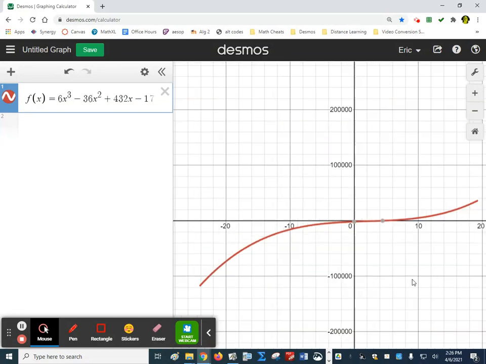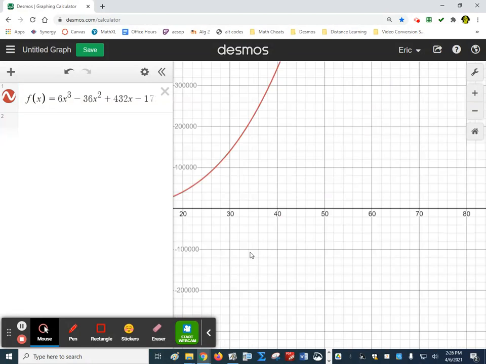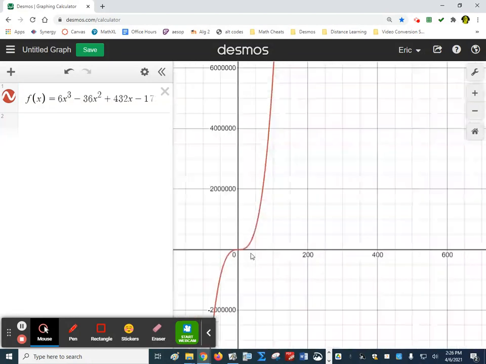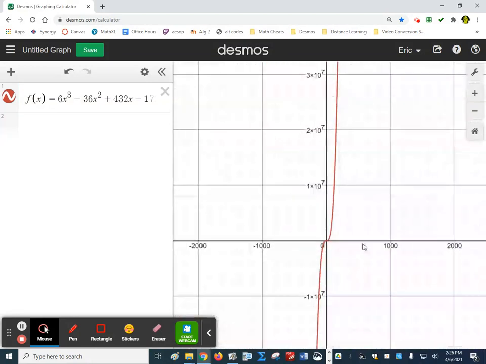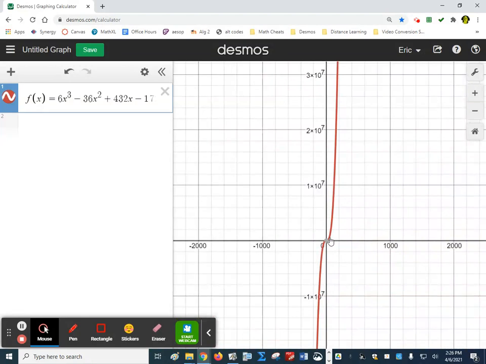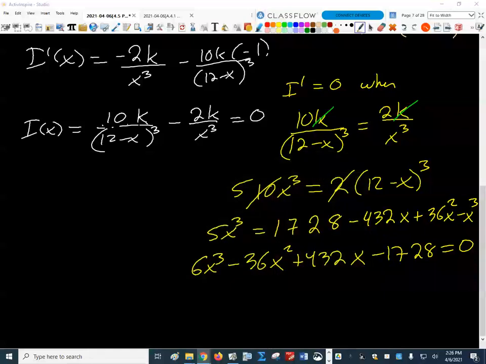So we got our one answer at 4.428 roughly, approximately, is where it turned. That's our only critical number. That fits. And did we even need to check all those? Really, we only needed to check the ones between 0 and 12, right?